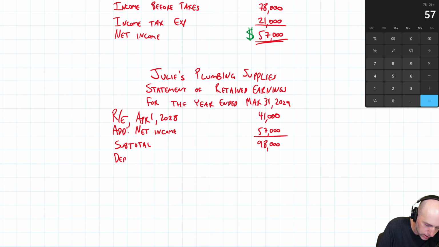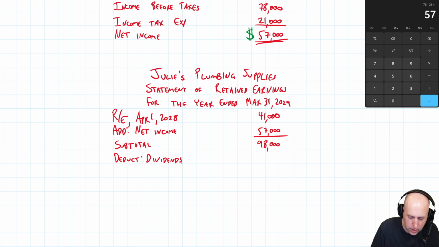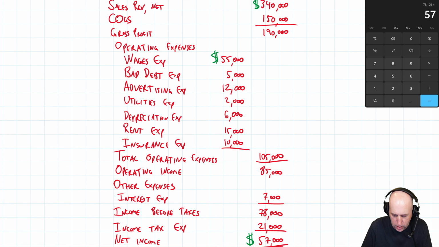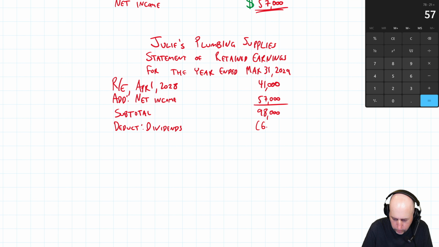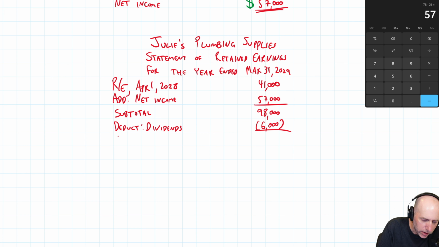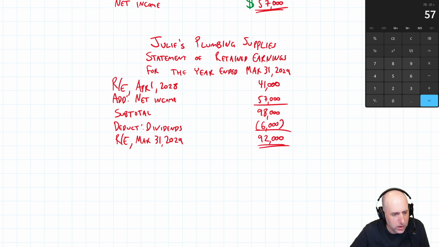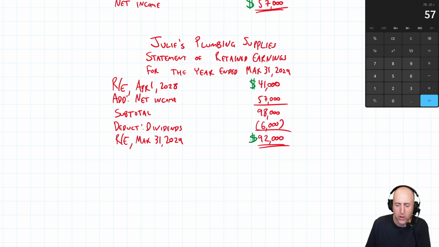We deduct dividends. Our dividends come from our trial balance. There they are, $6,000. And we end up with our end of year retained earnings on March 31st, 2029. 98 minus 6 is 92. That gets a double underline. We put a dollar sign at the top and bottom of each column, but there's only one column here, so there you go. And there we have it. We have done our statement of retained earnings.